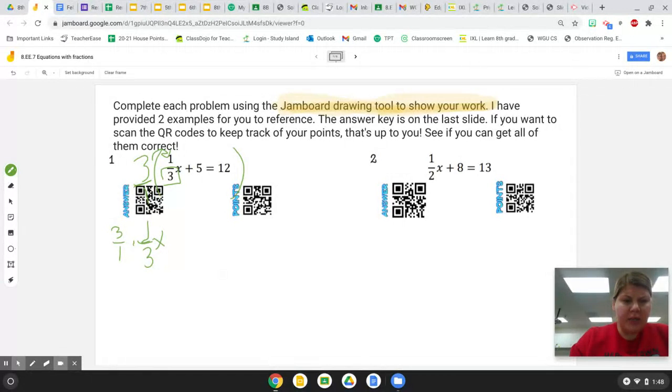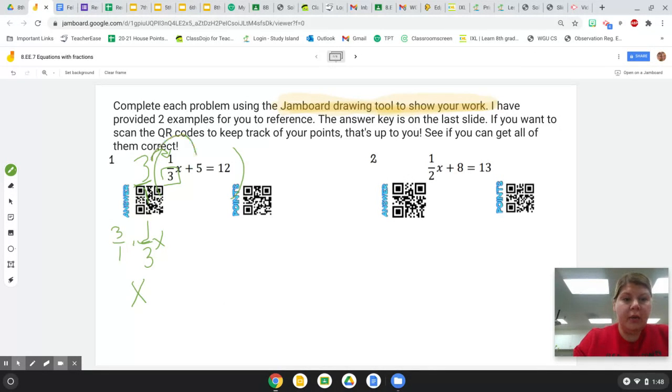Well, 3 times 1 gives me 3. Another 1 times 3 gives me 3, and then it's still x. Well, that's just 1x, right? 3 over 3 is just 1. So I'm going to get rid of that real quick. I'm using the wrong tools, that's why. Use your Jamboard tools, not the Screencastify tools. All right, so this is going to give me x, or 1x. It doesn't really matter which way you put it.